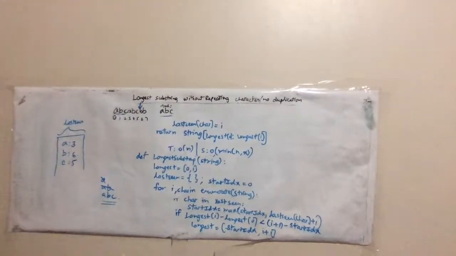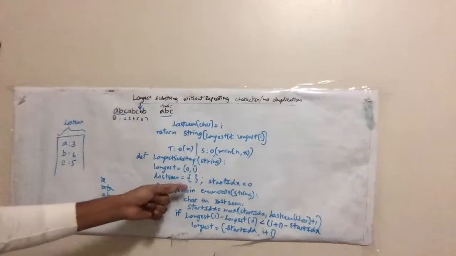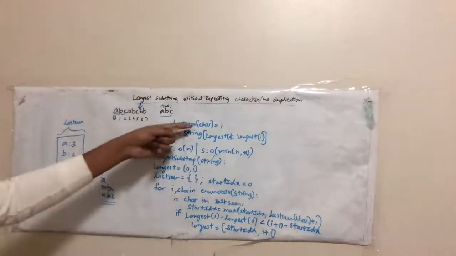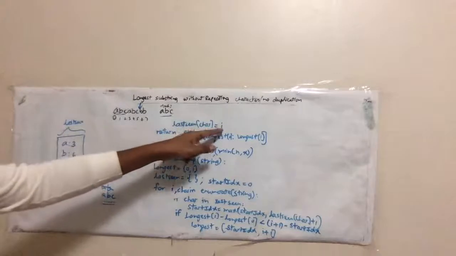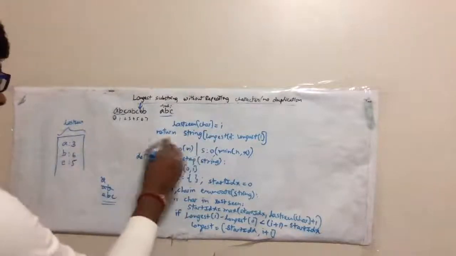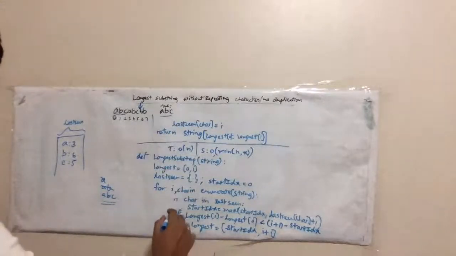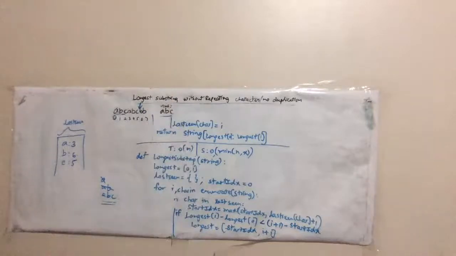So I think we are calculating this longest, created this last seen, enumerating the string, start index. Yeah, we are updating that character and its index here. So this would be on the same line as this. I think this completes. That's it.